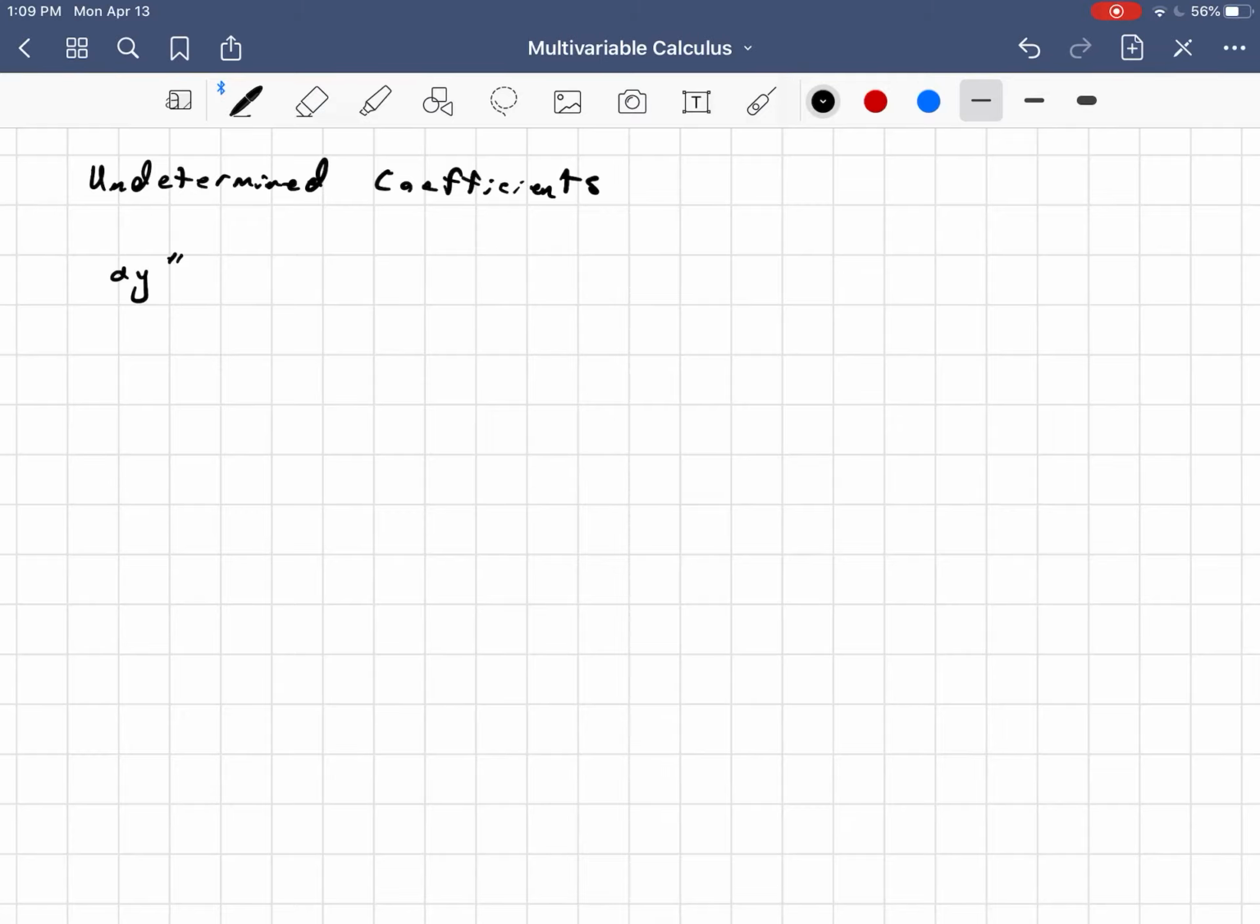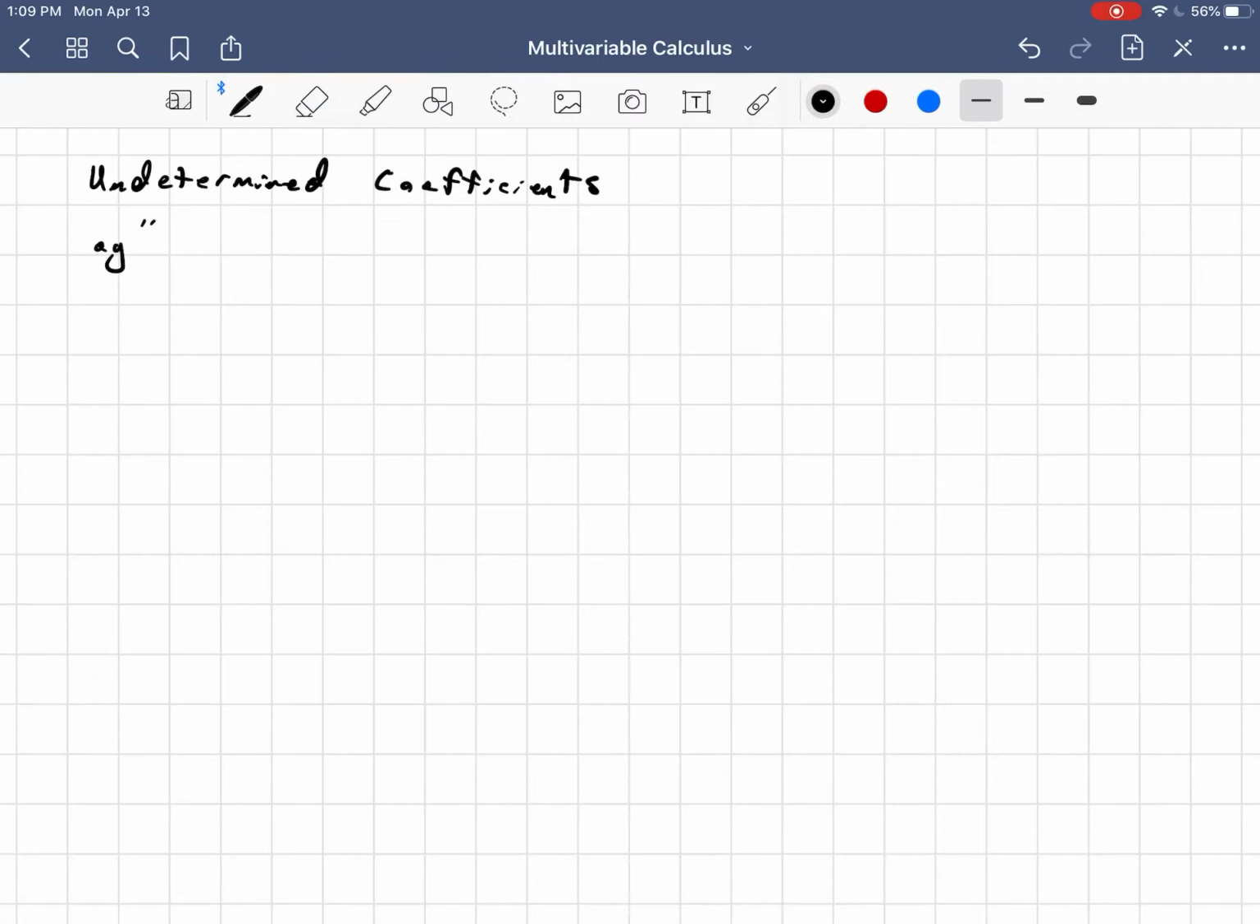In the previous videos that I've posted, I've mentioned how to solve any equation of the form ay double prime plus by prime plus cy equals 0. And I went through all three cases for this specific differential equation. This is a homogeneous second order linear differential equation.